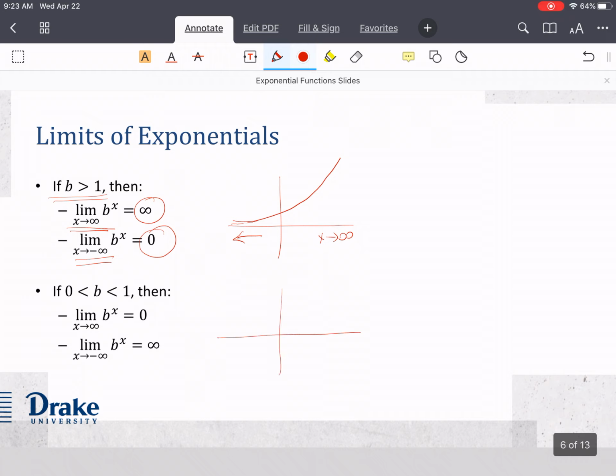If you consider the graph where b is in between 0 and 1, or in other words, you have a function that looks like b to the negative x, you're always going to get a graph that looks like this. It's symmetrical with the previous one. Here, when x goes to infinity, the y value is getting close to 0. And when x goes to negative infinity, on the left hand side, the function goes to infinity. So we're going to keep that in mind.